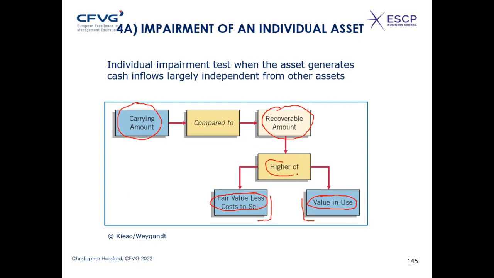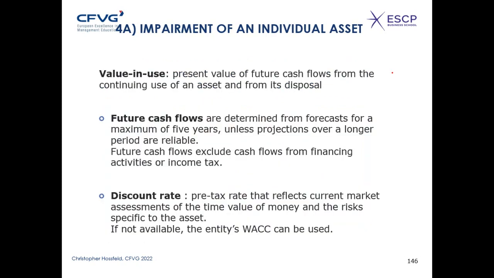So either I use my asset myself or I sell it. And the higher of those two values is what we use as the recoverable amount. The idea is that logically, if I have a choice of making money with my asset by using it or by selling it, I would choose the possibility that generates the highest value for me. If that's the sale, then I should sell it. If that's using it myself, I should use it myself. Therefore, as a benchmark, we take the higher of those two values, fair value less cost to sell, or value in use.